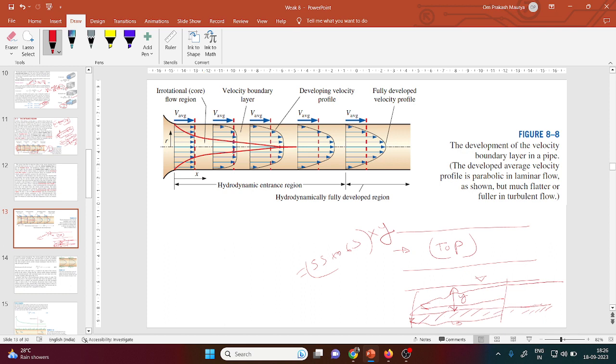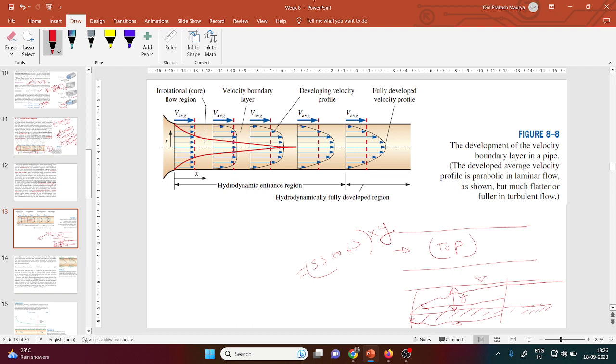After the development length, you will take your data, the velocity, how much the velocity is in the pipe. On that basis, you will design your pipe, and in the open channel case, you will design another structure. So this is the reason we study the development length.